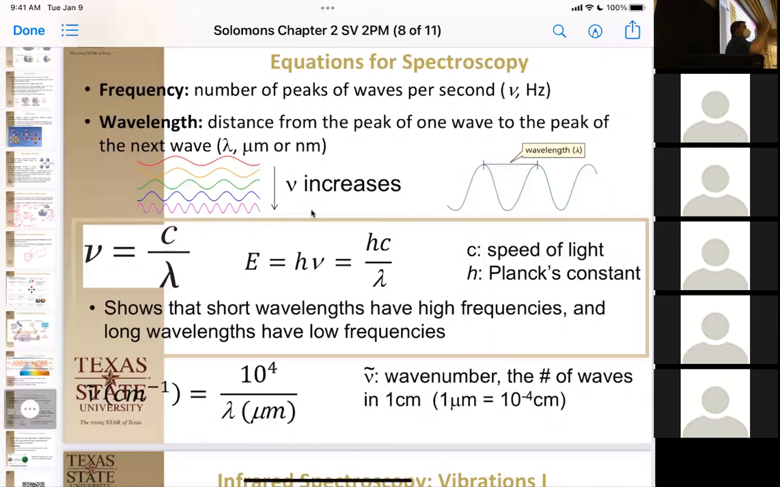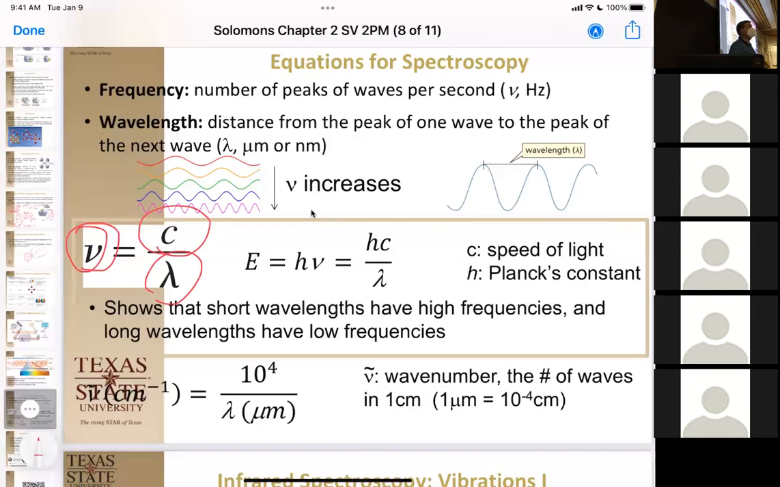Wavelength is the peak to peak distance of those waves, okay? And they are related. So in our equation here, we see that our frequency is proportional to the speed of light divided by the wavelength, okay? So in a case where the speed of light is faster or slower than what you've learned because it's going through a different medium, you can actually say, okay, well, frequency is inversely proportional to wavelength, okay?